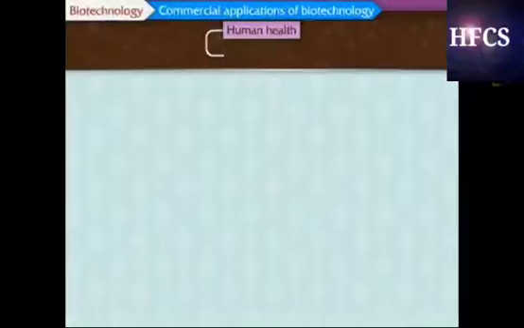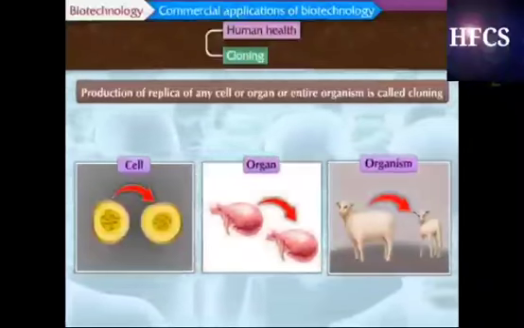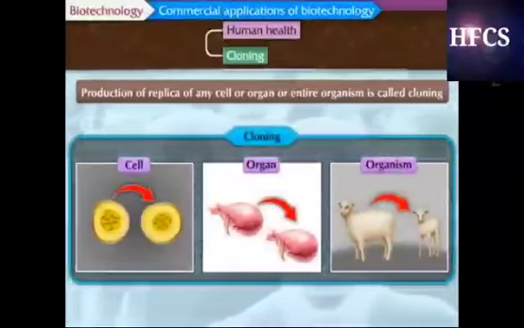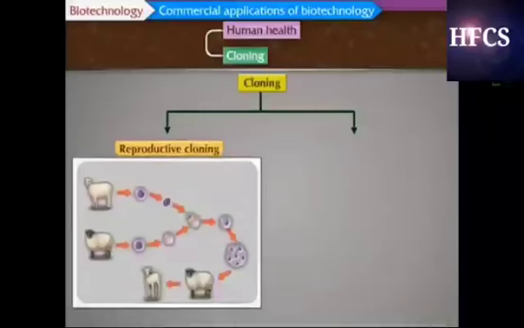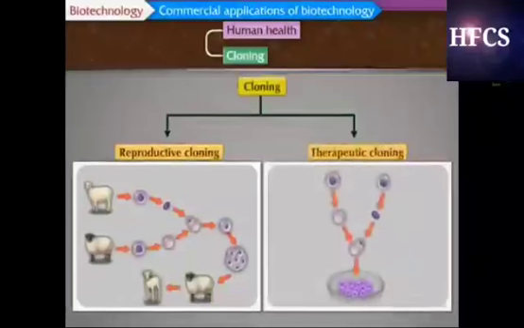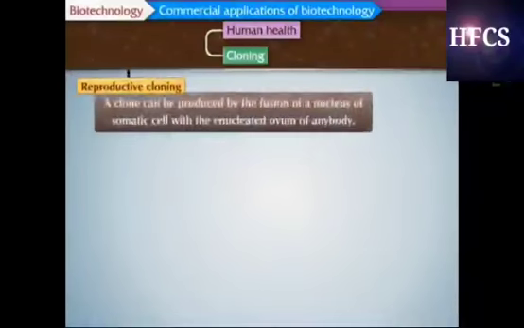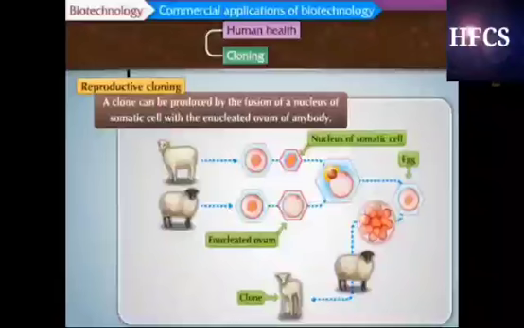Students, you might have heard the term cloning. Production of a replica of any cell or organ or entire organism is called cloning. It is of two types: reproductive cloning and therapeutic cloning. Reproductive cloning means a clone can be produced by fusion of a nucleus of somatic cells with the enucleated ovum of anybody. Thus, there is no need of sperm to produce the new organism.